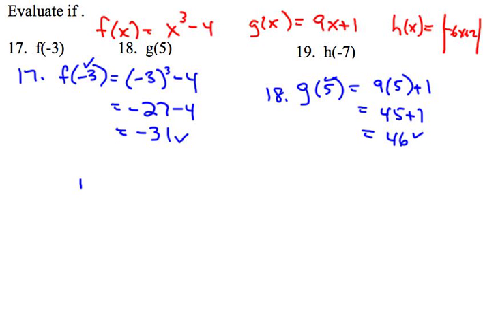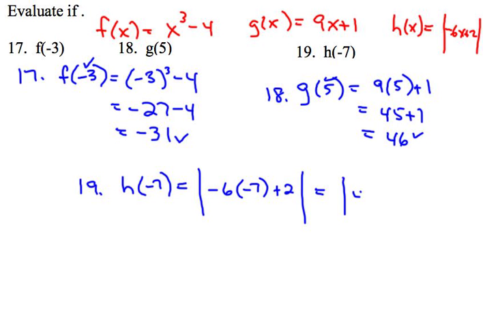Number 19, h of negative 7, says use the h function and substitute x as negative 7. So the absolute value of negative 6 times negative 7 plus 2. Okay, do the math. That's going to be 42 plus 2, which is 44. Absolute value, and the final answer would be 44. Again, you replaced x with a number, you got a number as your final answer.